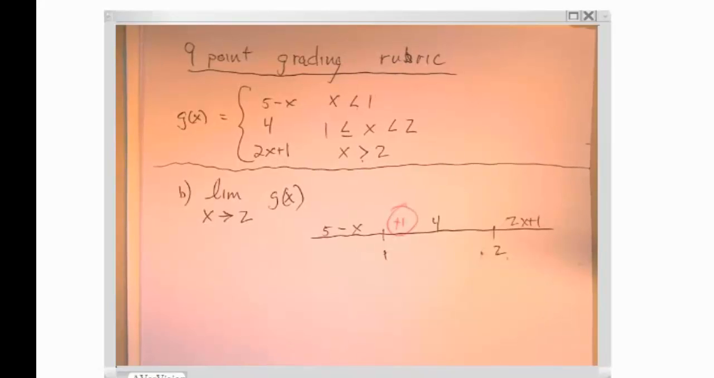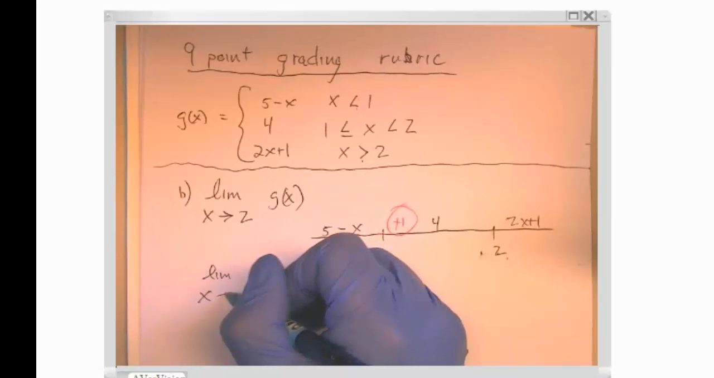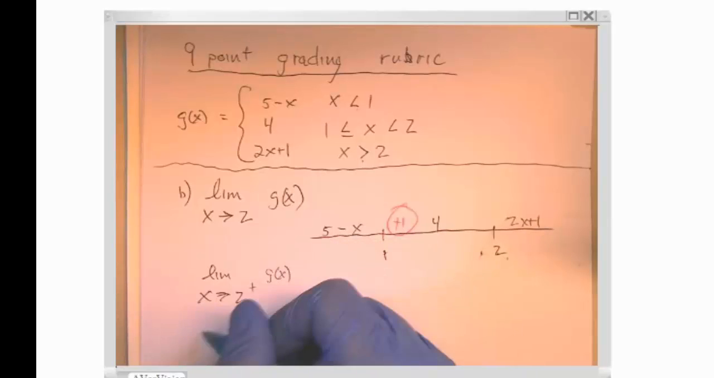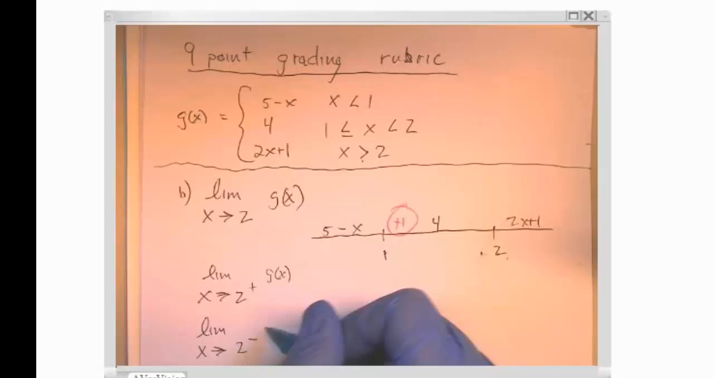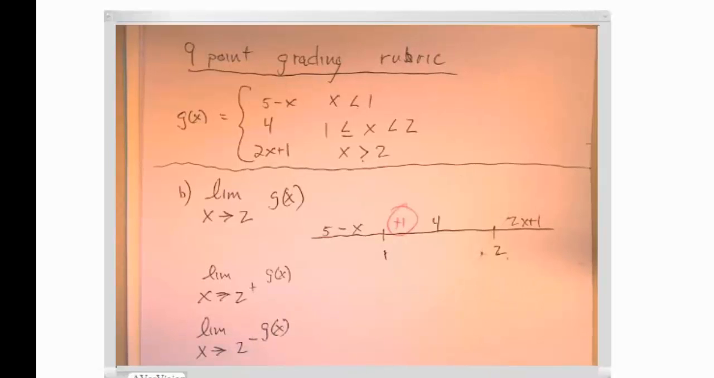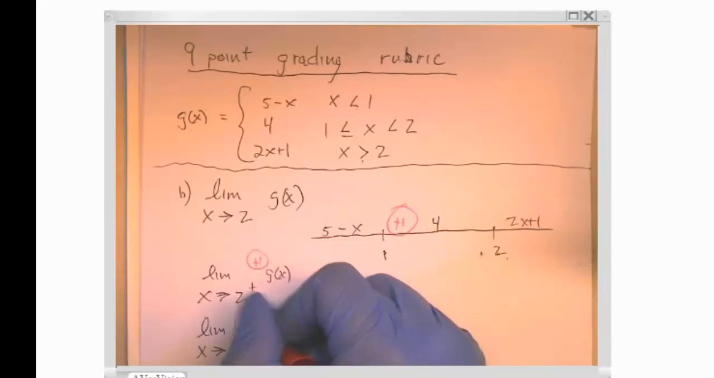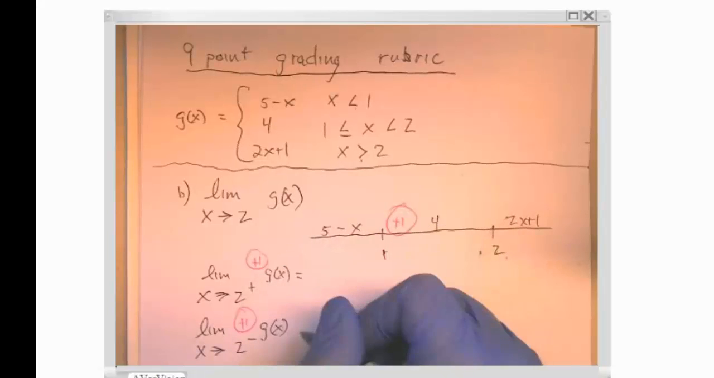And we're going to label all of the points that come up in this problem. Next, because this is the two-sided limit, we need to write down each of the one-sided limits, and each of these is 1 point. X approaches 2 from the right side of g of x, and x approaches 2 from the left side of g of x. So each of those are 1 point.